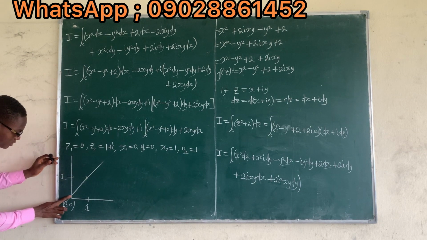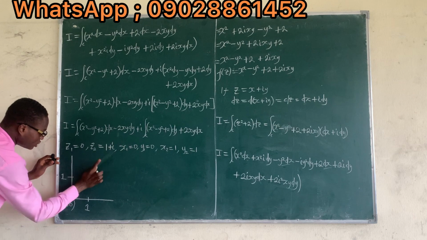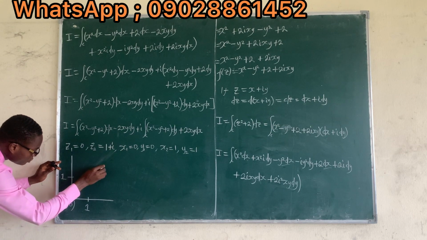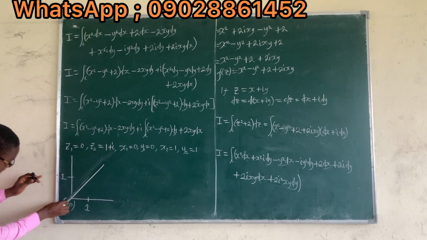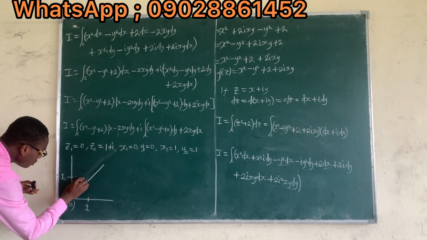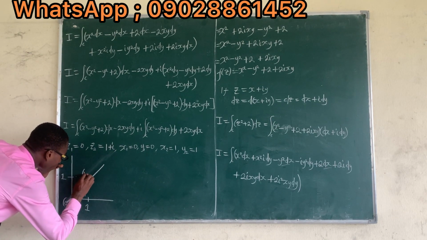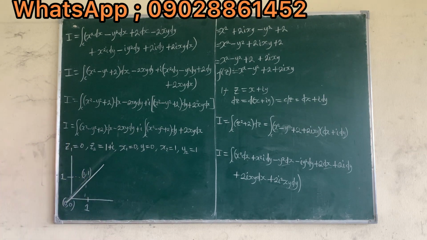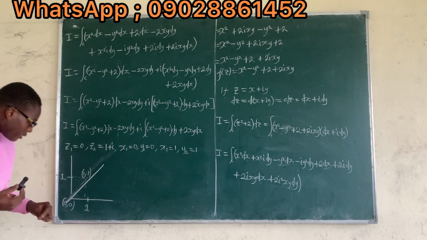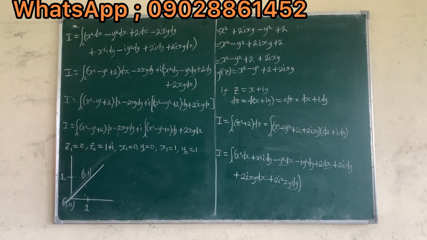The straight line passes through the origin. And of course, this point is 1 comma 1. So this is how the graph looks like. We have 0 comma 0 and 1 comma 1. So we can find the equation that governs this straight line.